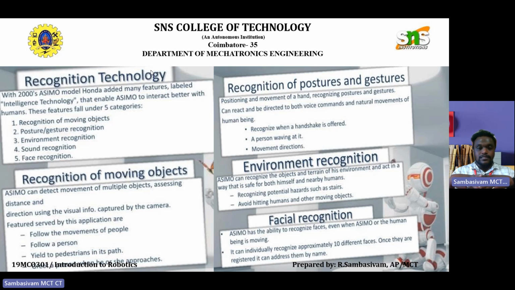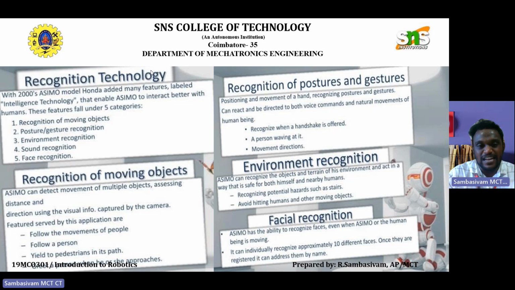When you go for the recognition of postures and gestures, such as the posture and movement of a hand, postures and gestures can be read and responded to, along with both voice commands and natural movements of human beings. It's like the recognition of a handshake, a person waving at the humanoid robot, and the moving directions of the persons, which can be represented by postures and gestures.